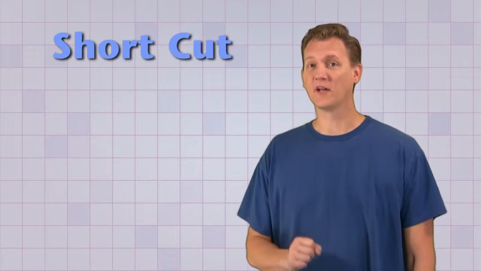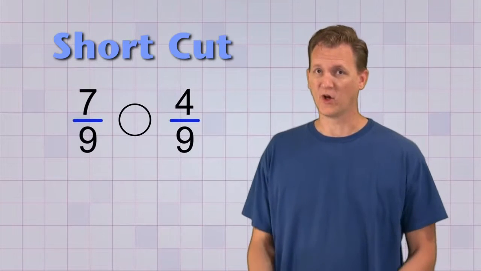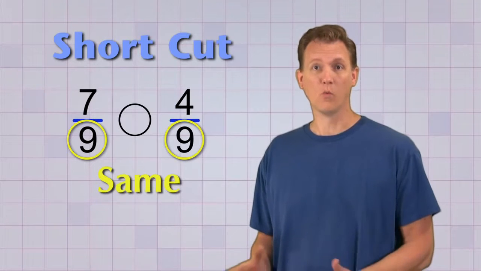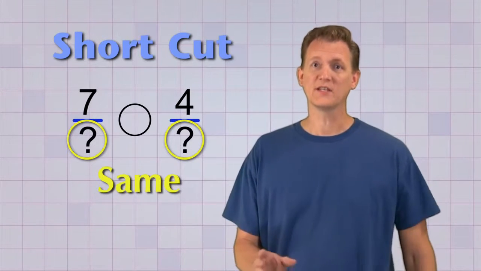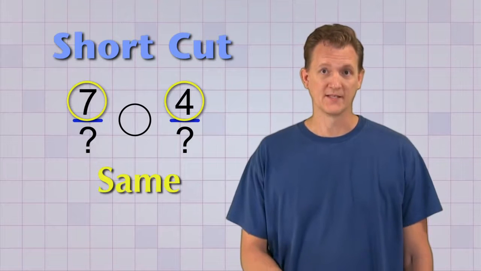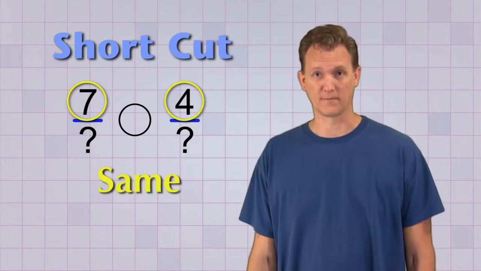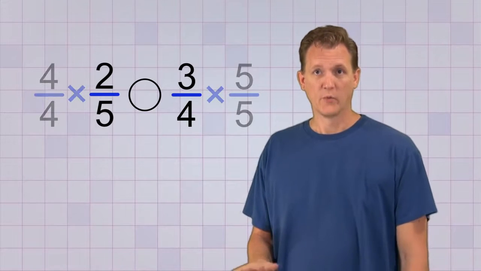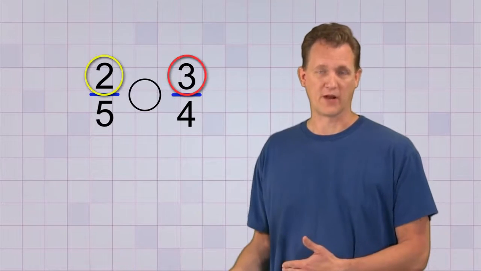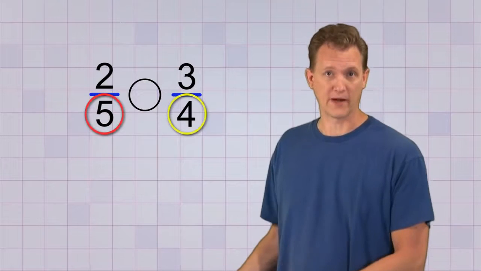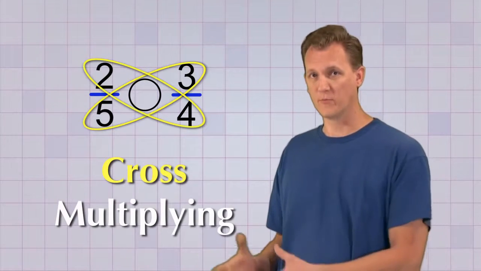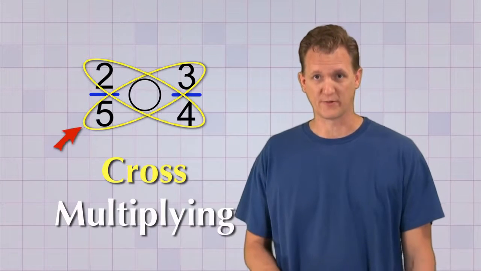But there's a shortcut for comparing fractions. As long as we know that the bottom numbers of our fractions are the same, we don't really need to know what that number is. We just need to know what the top numbers will be, since those are the ones that we'll actually compare. So instead of multiplying each fraction by a whole fraction, we can just multiply the top number of each fraction by the bottom number of the other fraction. This is called cross-multiplying, because if you draw a diagram of what you're multiplying, it forms a crisscross pattern.